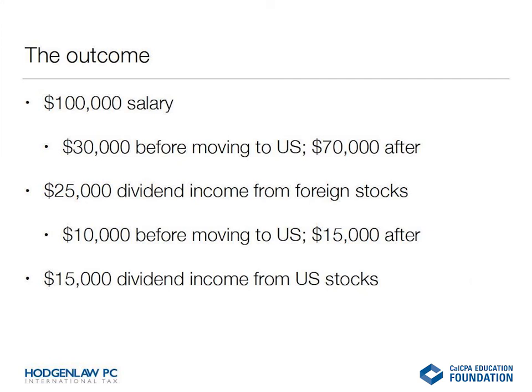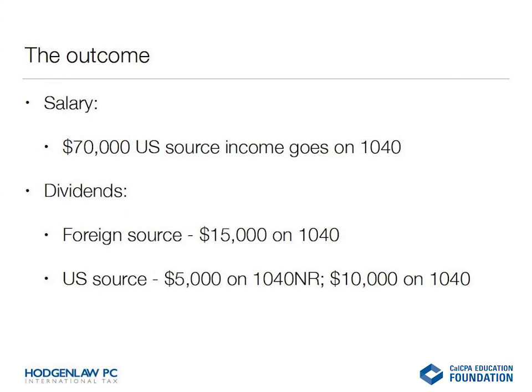Now for the dividends, the foreign source dividends, we had $15,000 after she moved to the U.S., $10,000 before. So the foreign source dividends before she moved to the U.S., those are not going to be taxable on her U.S. return because it's just foreign source income of a non-resident, so it doesn't really need to appear anywhere on her U.S. tax return. But the foreign source dividends after she became a U.S. tax resident and she's subject to worldwide taxation, that $15,000 does need to be reported on her 1040.